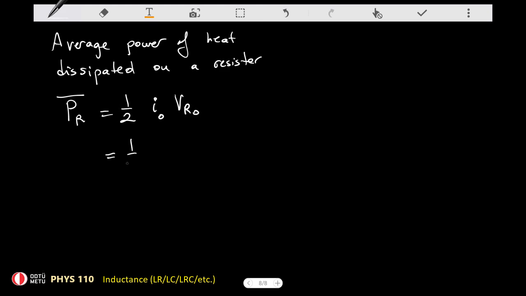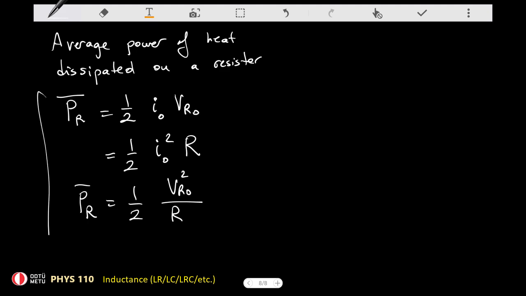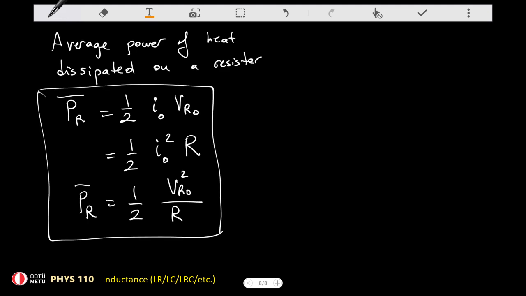As always, I can also write this in terms of the current only by using the resistance as a variable, or the potential drop only. So I can write this as VR0 squared divided by R. This is as simple as possible, right? We have these 3 formulas, essentially the same as the DC formulas, but there's an extra 1/2 factor. That's something that you need to remember.